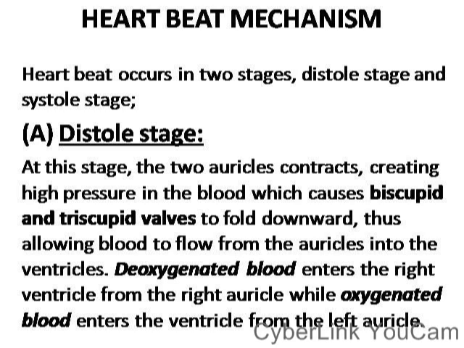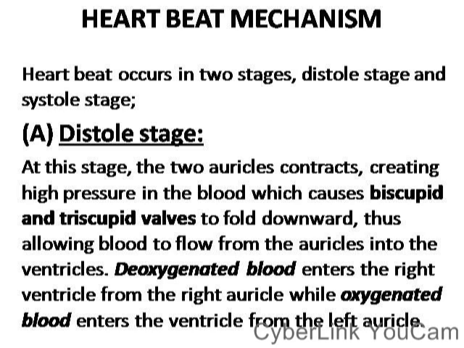What happens here is that at this stage, the two auricles contract, creating high pressure in the blood, which causes the bicuspid and tricuspid valves to fold downward. What do we mean by bicuspid and tricuspid valves? These valves prevent the blood from flowing out uncontrollably, or at the time that they are not supposed to flow out. So they are like a check. Thus allowing blood to flow from the auricles into the ventricles.